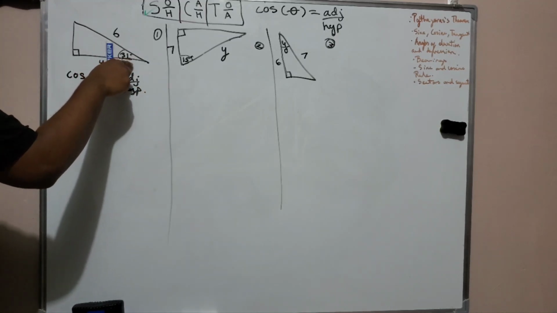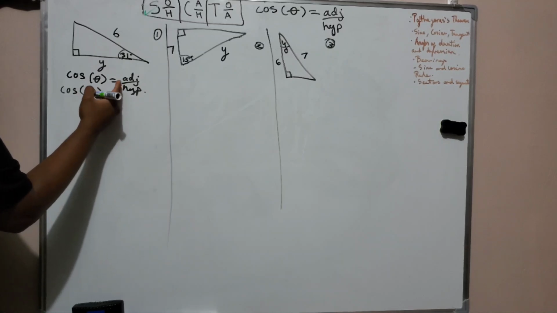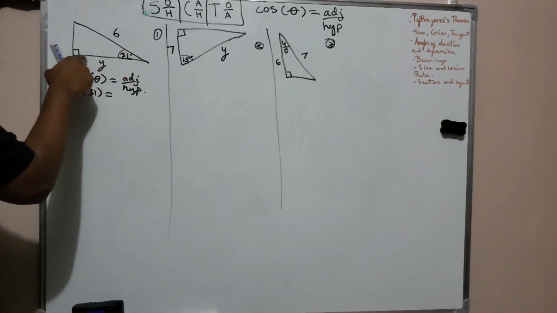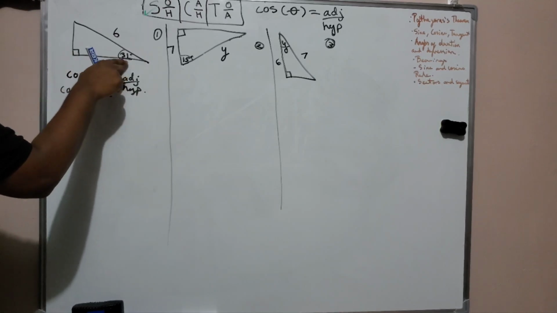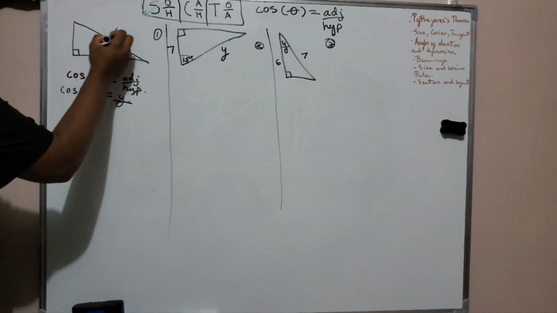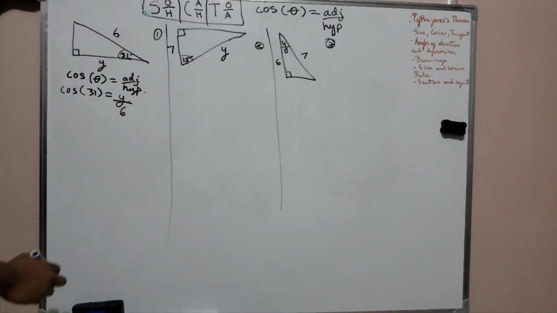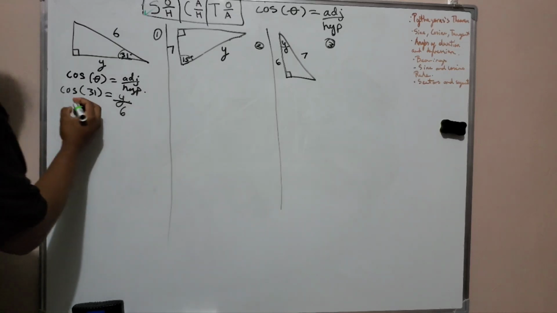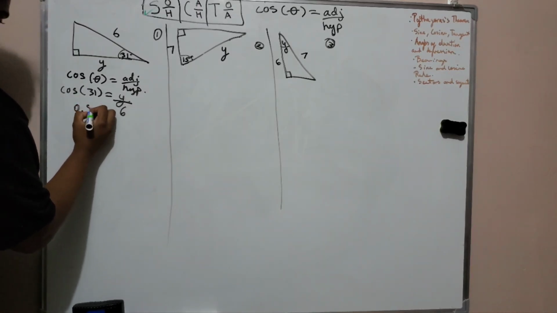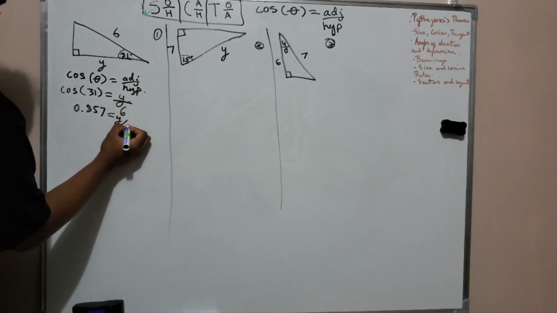So let me see. We have the angle here, which is 31. So we see cos 31 is equal to the adjacent, the side which contains both angles. So that is y over the hypotenuse, the side opposite the right angle, which is 6. We're trying to solve for y. And so when we first find out what is cos of 31, that turns out to be 0.857, which is equal to y over 6.